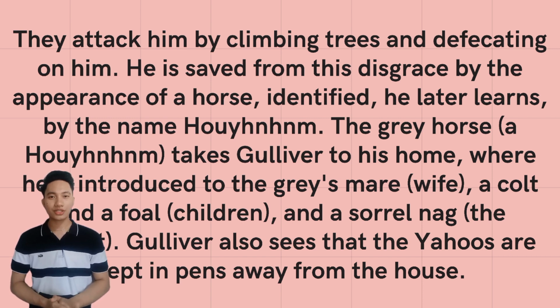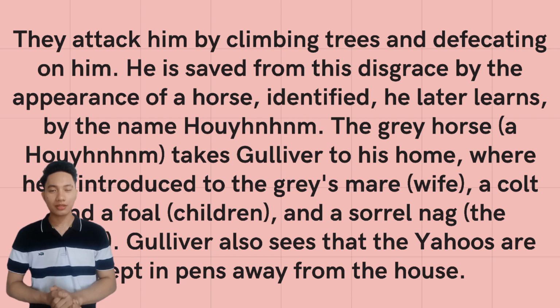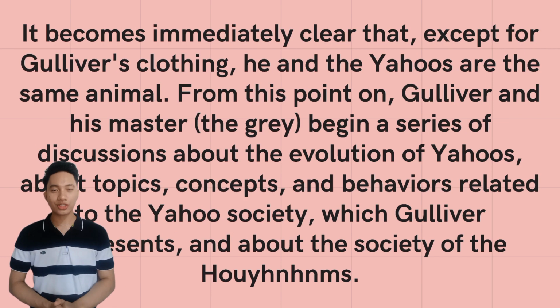The Grey Horse takes Gulliver to his home, where he is introduced to the Grey's mare, or his wife, a colt and a foal, or his children, and a sorrel nag, or the servant. Gulliver also sees the Yahoos are kept in pens away from the house. It becomes immediately clear that except for Gulliver's clothing, he and the Yahoos are the same animal.